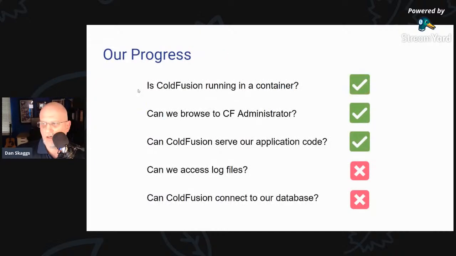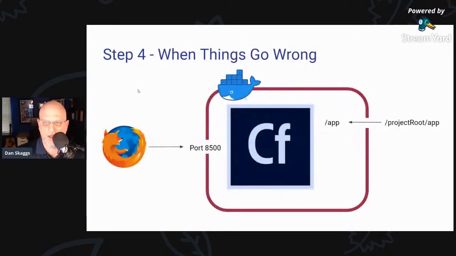So if we then go back and look at our scorecard, hey, we've got 3 check marks, and we're moving right along. We can browse to the admin. We can hit our, oops, I just hit a wrong button and skipped ahead a little bit, but that's okay. That's what's next.